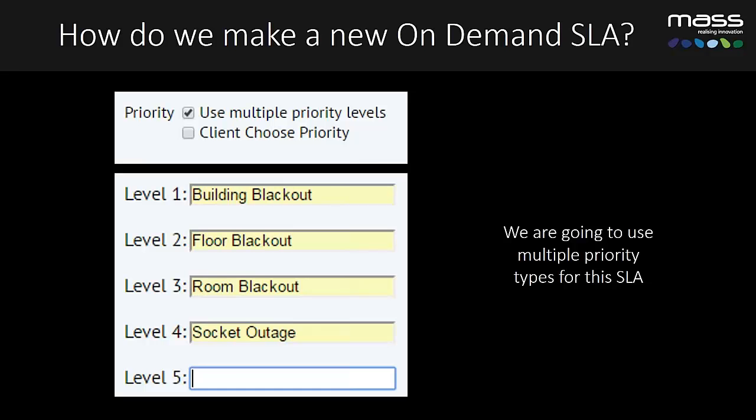I am now going to tick to use multiple priority levels. I am now going to define the priorities. It is up to you whether you choose 1 or 5 as being the most serious priority. Our advice is that you use whatever is used in your existing business practices for continuity. I'm going to define the priority by the size of the location affected by asking the client to define whether it is a building, floor, or room blackout, or if it is just a single plug socket not working. In this example, I am going to allow the requester to select the priority in the work request by allowing them to indicate what area is being affected.